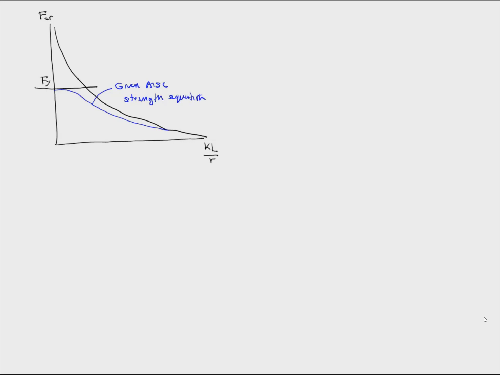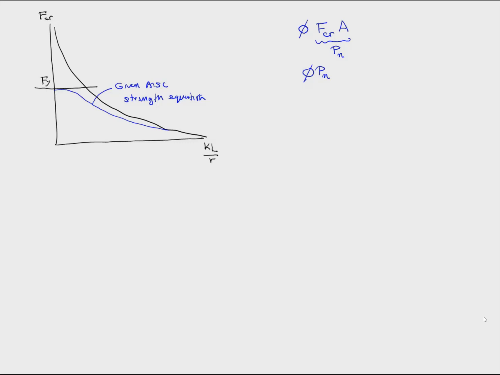So if we want to calculate the design strength of a column, we take the critical compressive stress Fcr and multiply it by A, and that gives us the nominal compressive strength. And we know that in order to account for variability in material properties and cross-sectional properties, we need to account for that by a resistance factor phi. And so phi times Pn is the design strength of the column.